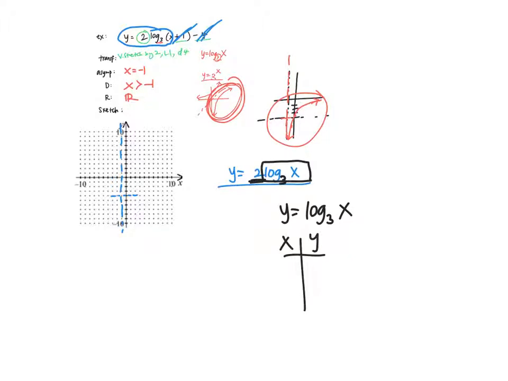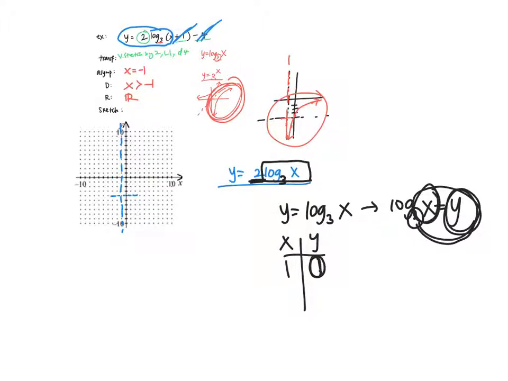So if I were to plug in some values again, it might be helpful if you rewrite it this way, right? 3 to the 0 is 1. 3 to the 1 is 3. 3 squared is 9.